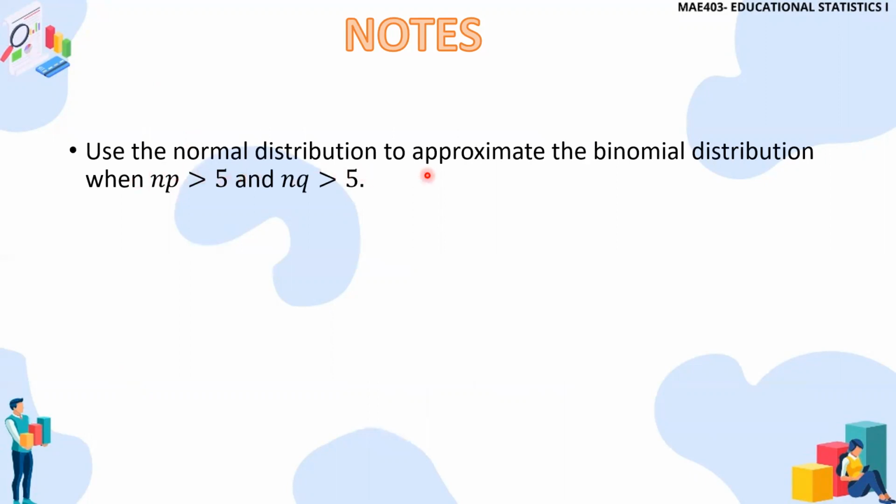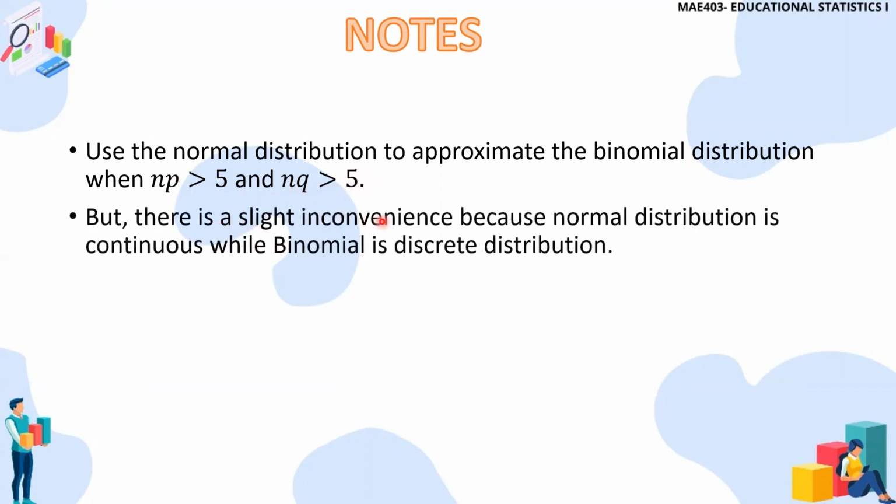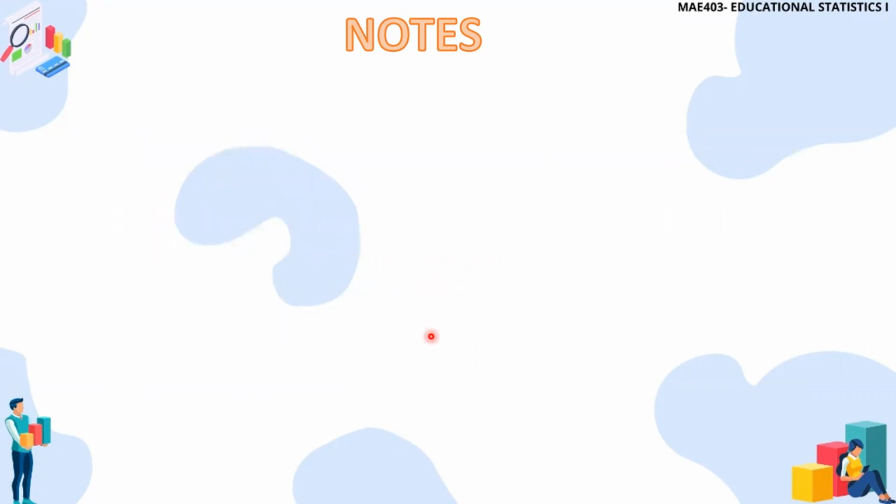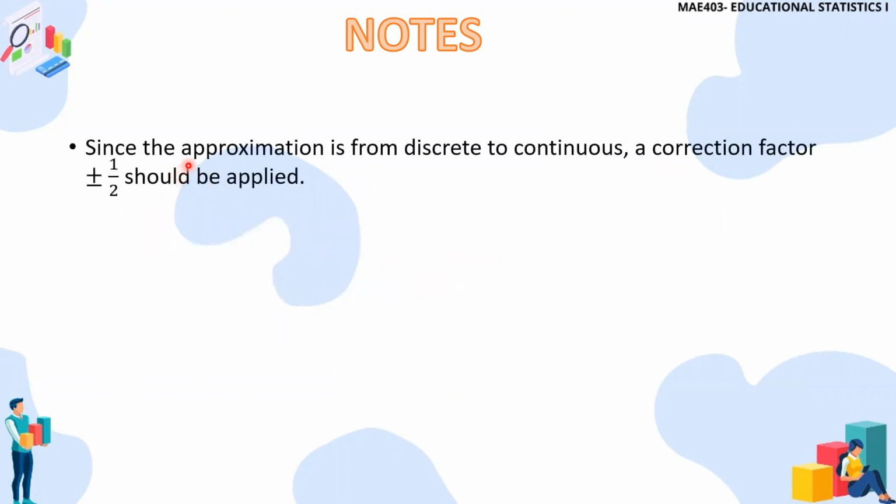We will use the normal distribution to approximate the binomial distribution when n multiplied by p is greater than 5 and n multiplied by q is greater than 5. But there is a slight inconvenience because the normal distribution is continuous, while the binomial distribution is discrete. So a continuity correction factor of plus or minus 1/2 must be applied when a continuous distribution is used to approximate a discrete distribution.